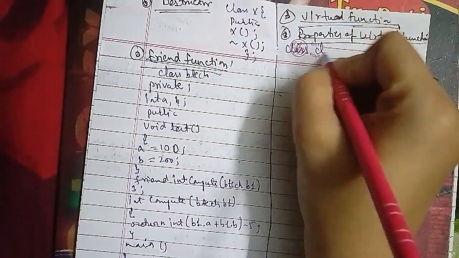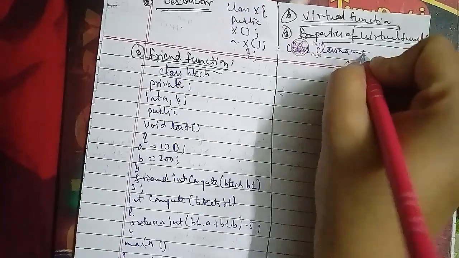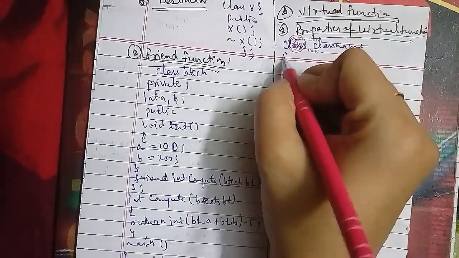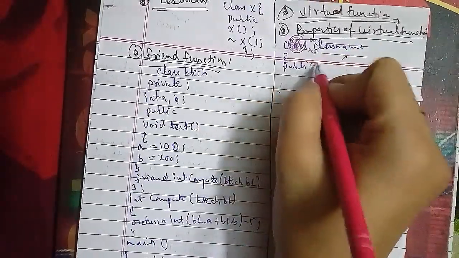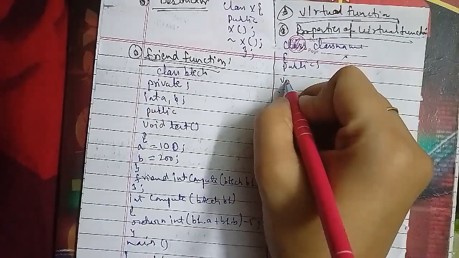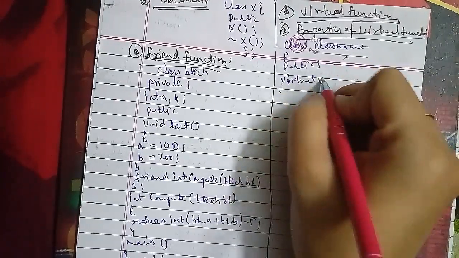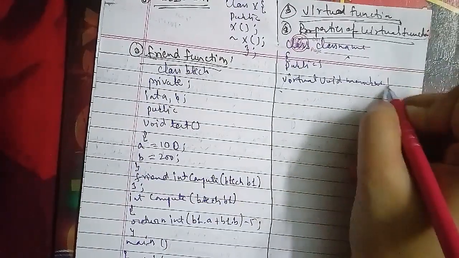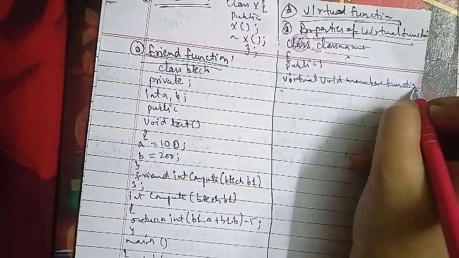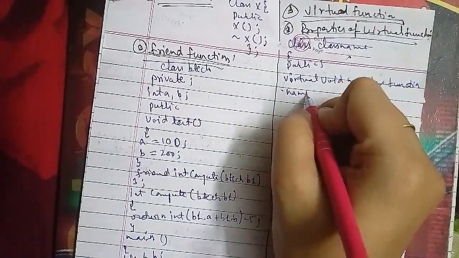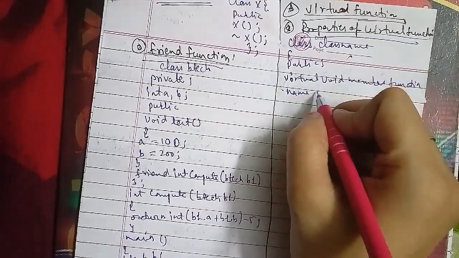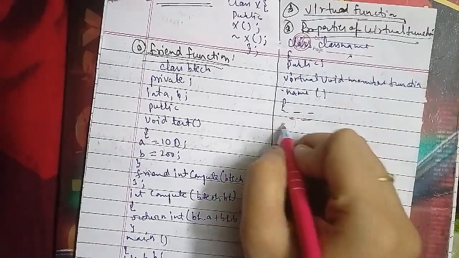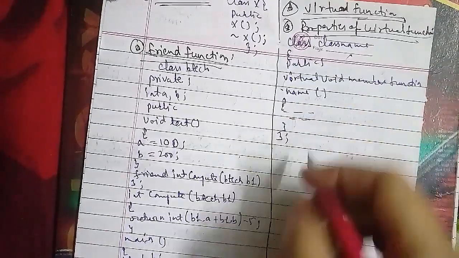So with the pure functions, class name, which is the base class of the C++ virtual function. Public: virtual void virtual function name equals 0.